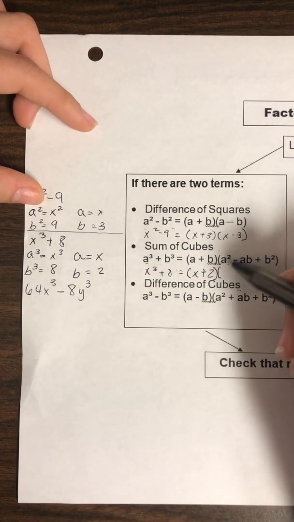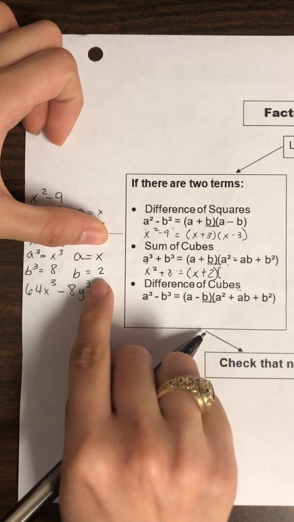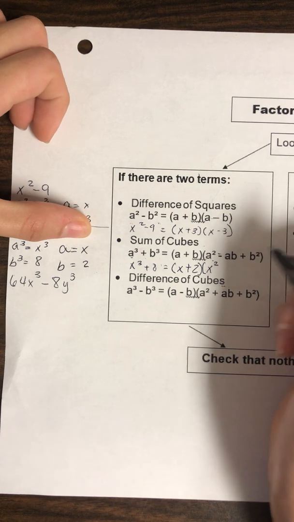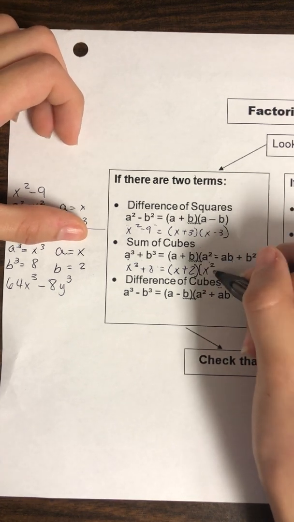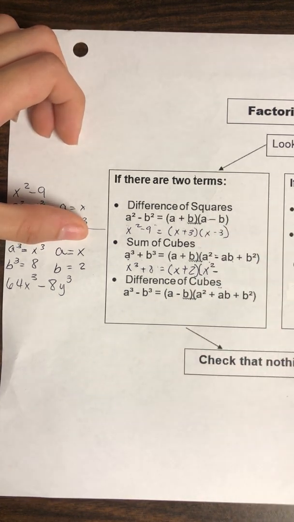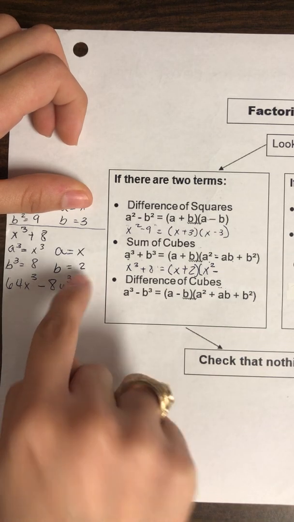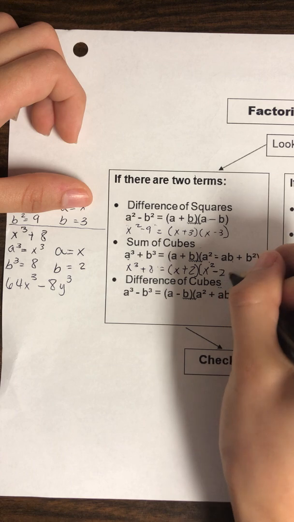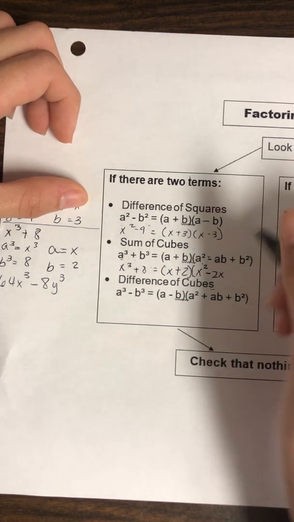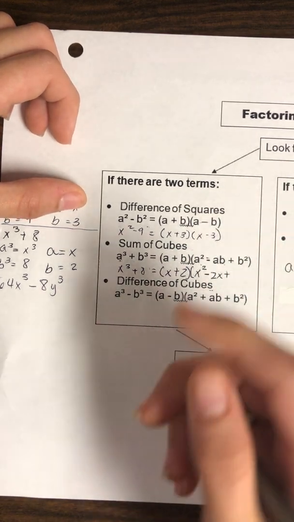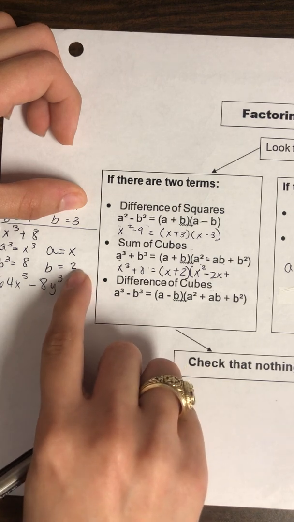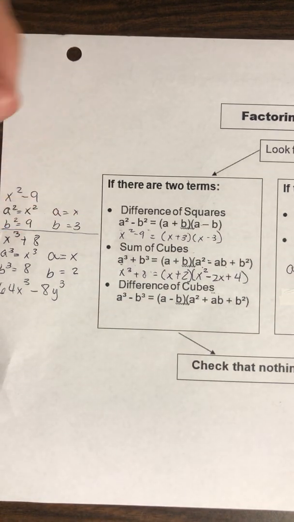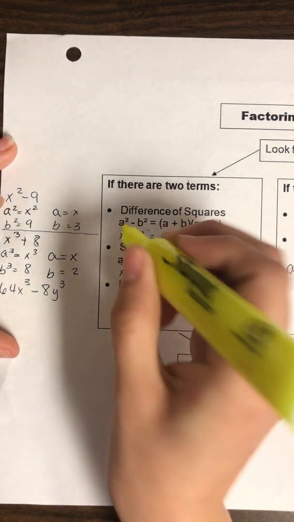Then a squared. Well, what's a squared? x. So I would just write x squared. A times b. Okay, well, negative, right? Minus. A times b would be x times 2. We can't combine them anyway, so we would just write 2x. Plus b squared. So what is b squared? 4. And that's it. Let me highlight these so we can see.